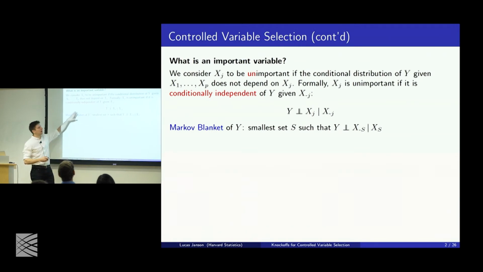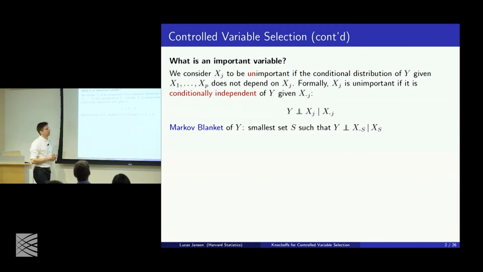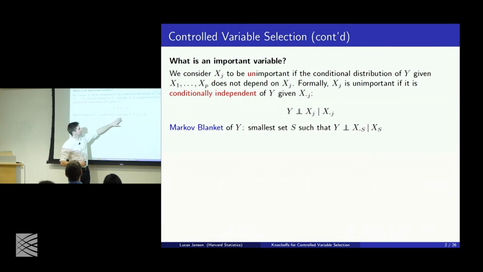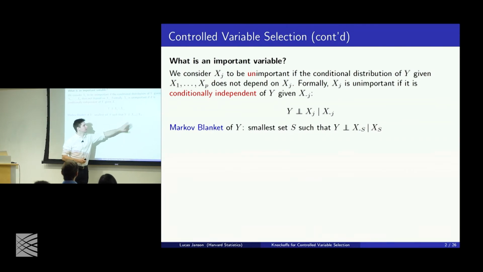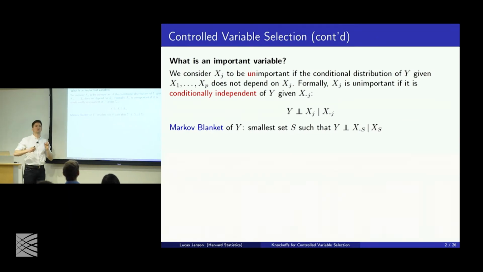This is a well-defined object. Note that there's no model here. Let's just assume that y and x have some joint distribution, and this Markov blanket is well-defined. It's the smallest set S such that if I give you all the x's and tell you what S is, you can throw away all the variables not in the Markov blanket without losing any information about y. And if you throw away any variable in the Markov blanket, you have immediately lost the ability to predict y to some extent.